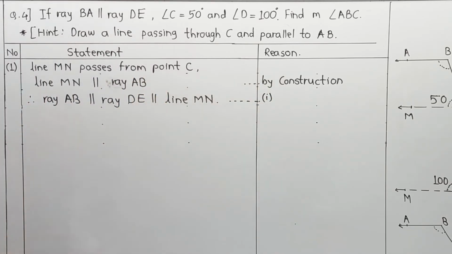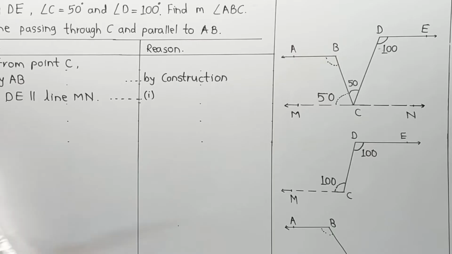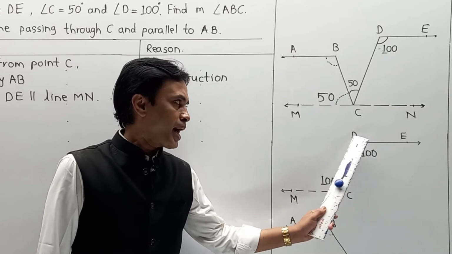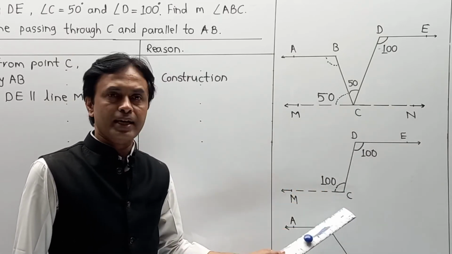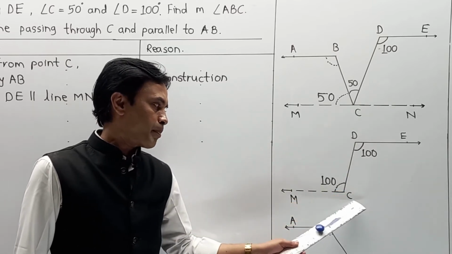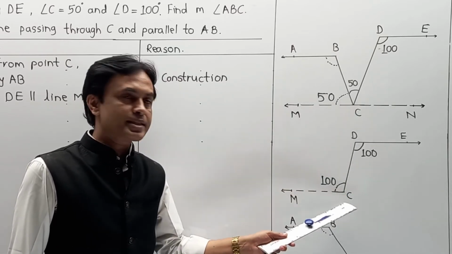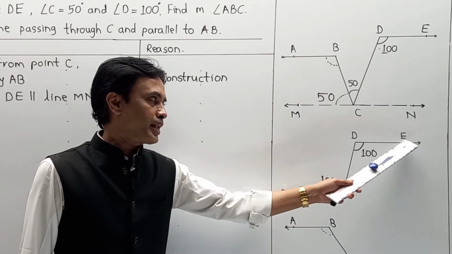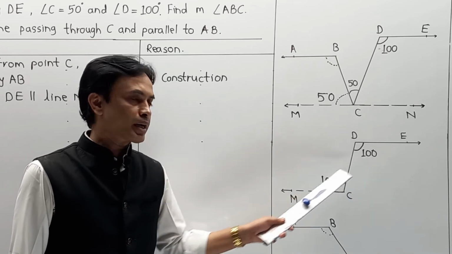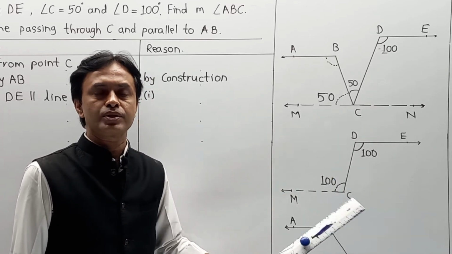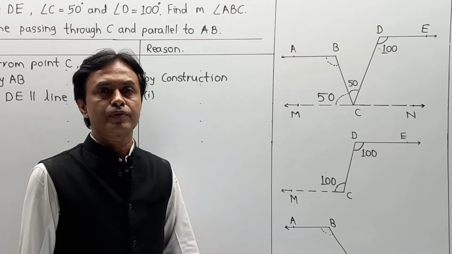Now moving to the second part. In the second group we are going to discuss ray DE parallel to MC. Here, looking at this diagram, ray DE is parallel to CM and DC acts as a transversal. Then angle EDC is equal to angle DCM, and both become 100 because 100 is given to us. This part I am going to write as number 2.